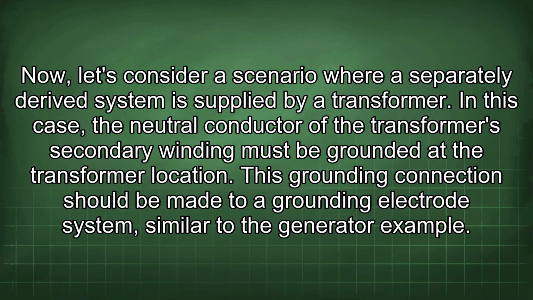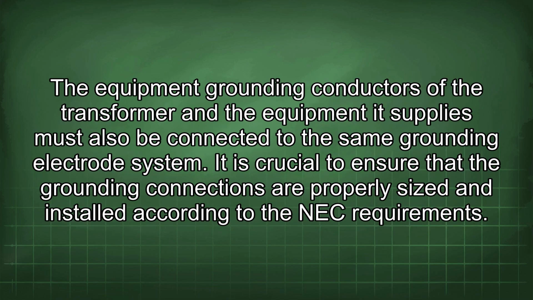In this case, the neutral conductor of the transformer's secondary winding must be grounded at the transformer location. This grounding connection should be made to a grounding electrode system similar to the generator example. The equipment grounding conductors of the transformer and the equipment it supplies must also be connected to the same grounding electrode system.